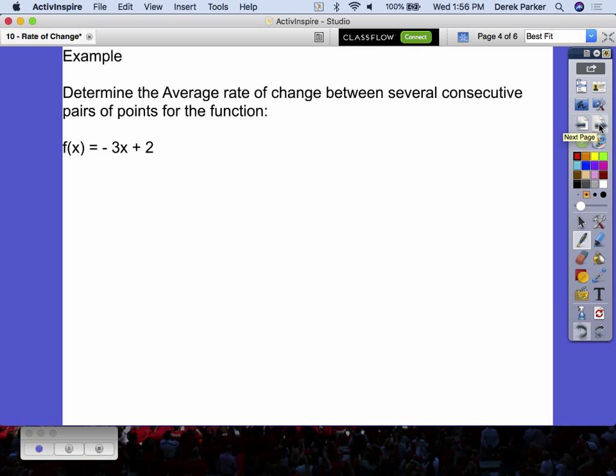Determine the average rate of change between several consecutive pairs of points for this function. Since we already know that y equals mx plus b, I know that the slope is going to be -3.